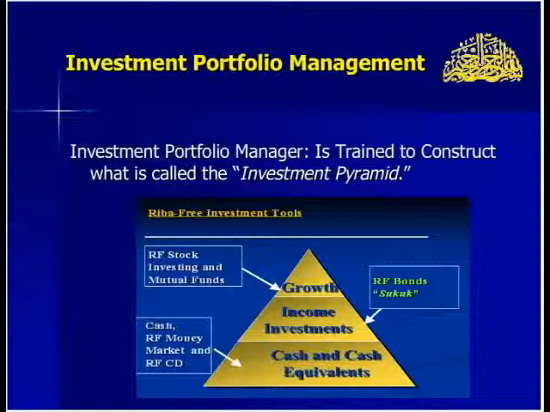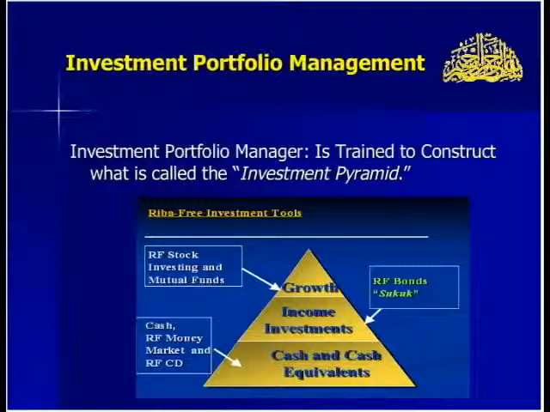So the three layers is cash and cash equivalents, which is the money market fund. And then the second layer is what we call income-generating investments. Now, the income-generating investments in a riba setting are usually bonds, real estate opportunities that produce income, or maybe CDs, which are riba-based.